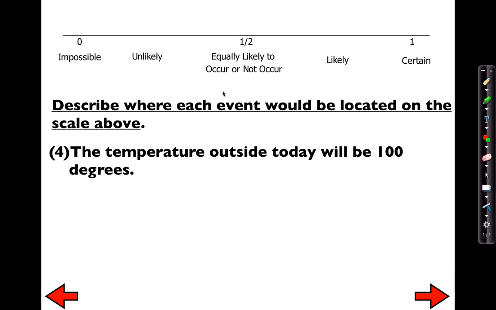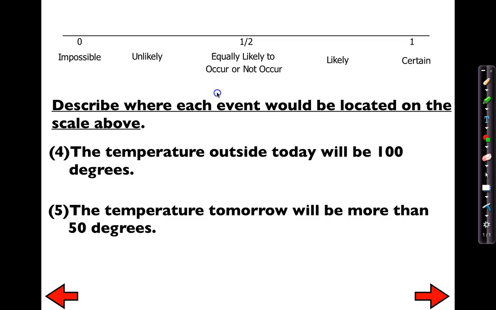Okay, so now some more questions. What are the chances that the temperature outside today will be 100 degrees? I'm going to say likely, okay, because it's the summer, it's going to be warm. Number 5, the temperature tomorrow will be more than 50 degrees. Again, I'm going to say very likely because it's summer and it's pretty hot. Notice I didn't say certain because I am not 100% sure it's going to be more than 50 degrees. It's likely, but not 100%, so be careful.